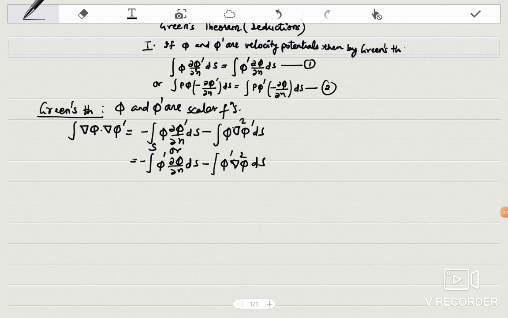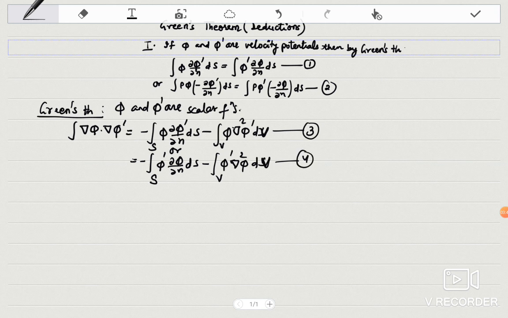where naturally this is the surface integral. This is not ds, this is dv, as it is the volume integral. So this is the surface integral and this is the volume integral. So these are the relations given by Green's theorem.